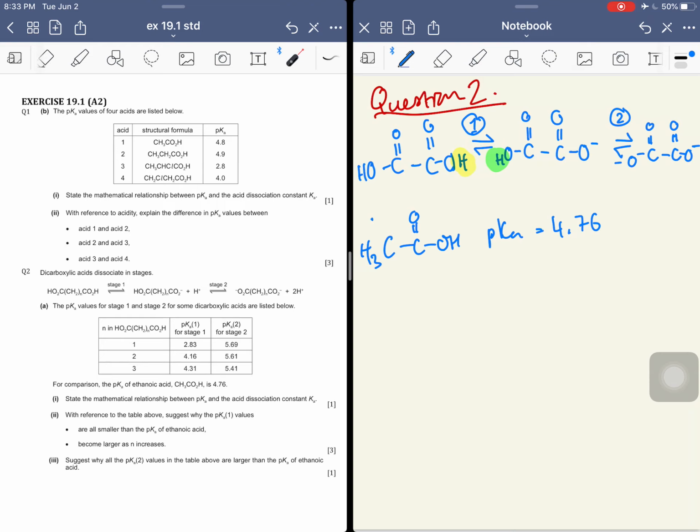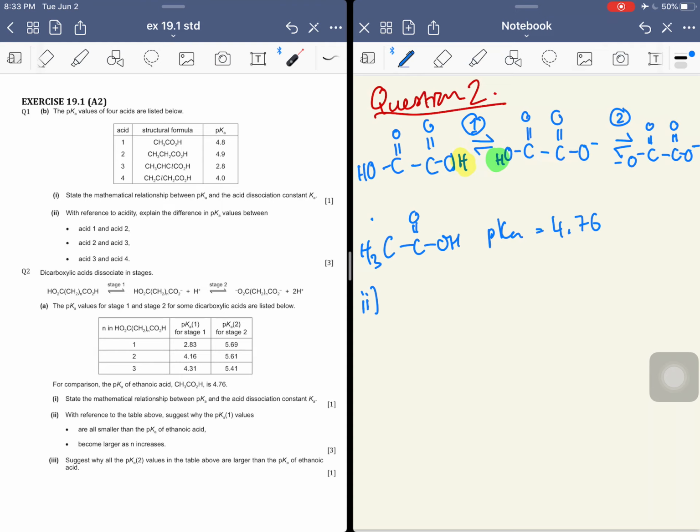State the mathematical relationship. You know how to answer that already. I'm going to go straight to part 2. With reference to the table above, suggest why the pKa1 value is what it is. We're only interested in the first step, that is when you remove one hydrogen ion.